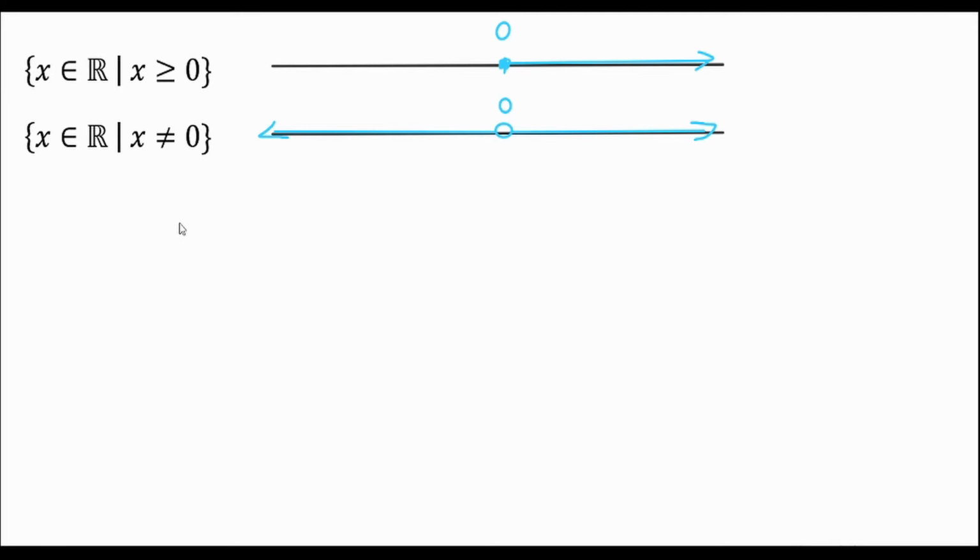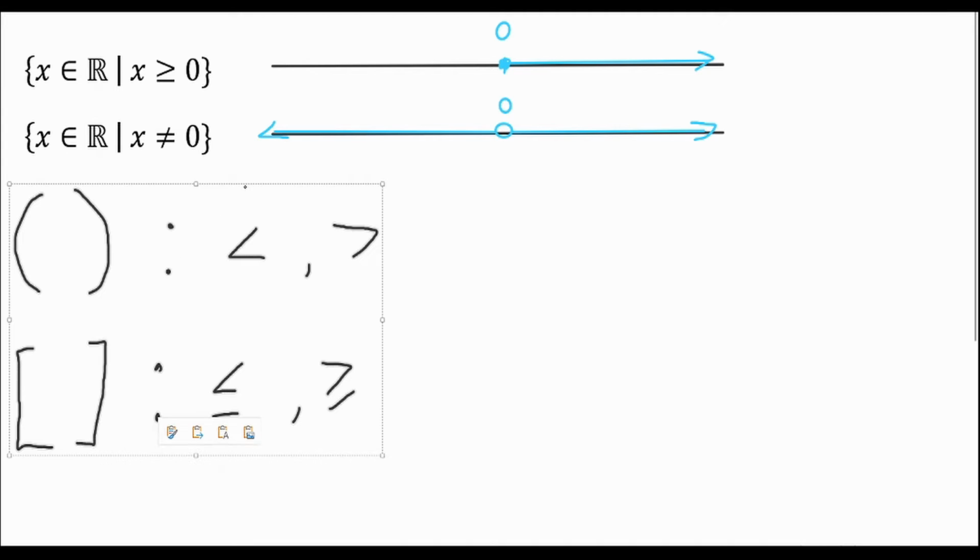Now, a key note is that interval notation, most of the time, assumes that you're in the real numbers. So you will not be using this if we're talking about just natural numbers, for instance. Now we have these two notations right here. We have the open brackets, and we have the square brackets.